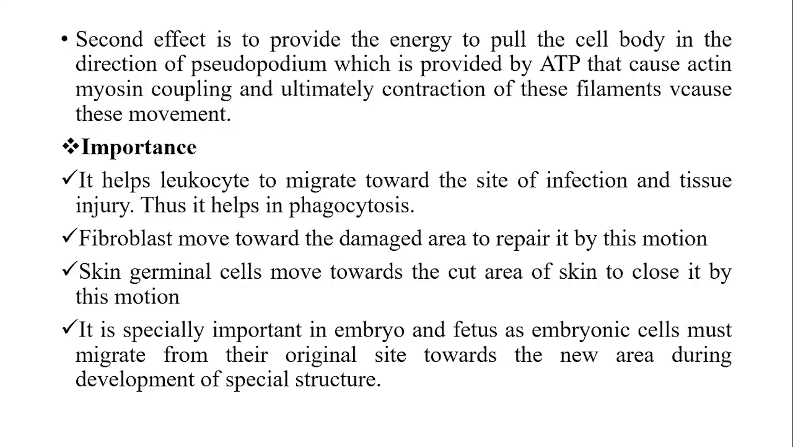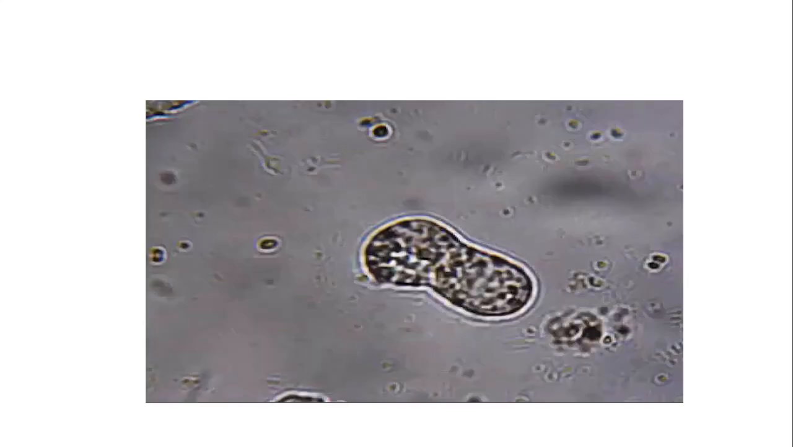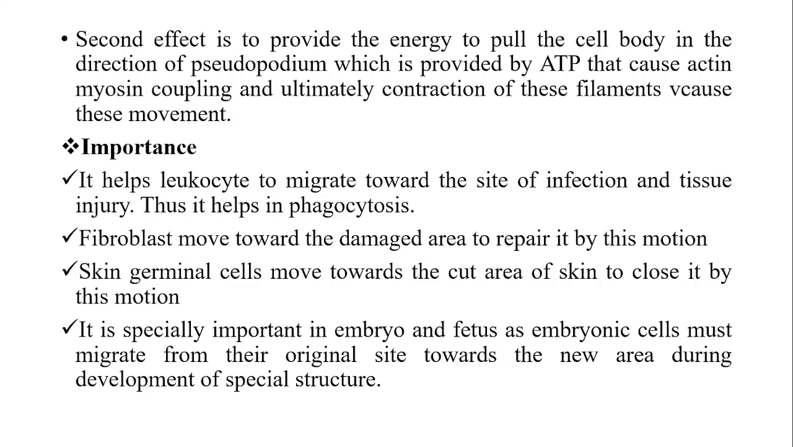Another thing is that for this particular motion, WBC will need energy, and this energy is provided by ATP. By using this ATP through the action of actin and myosin, ultimately the WBC will move towards the destination through amoeboid motion. We have also given the importance of amoeboid motion in this slide: it helps leukocytes to migrate towards the site of infection and tissue injury. Otherwise, it would never become possible for WBC to reach the site of injury.